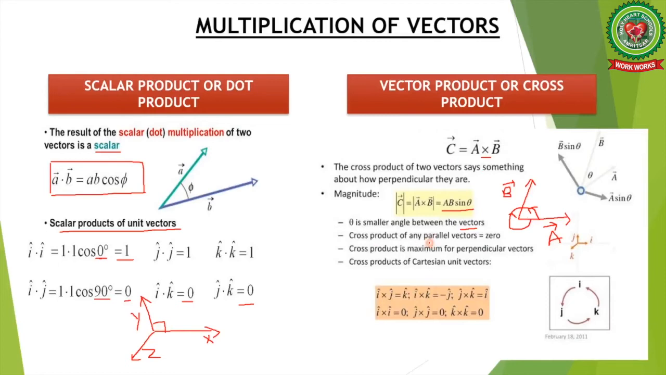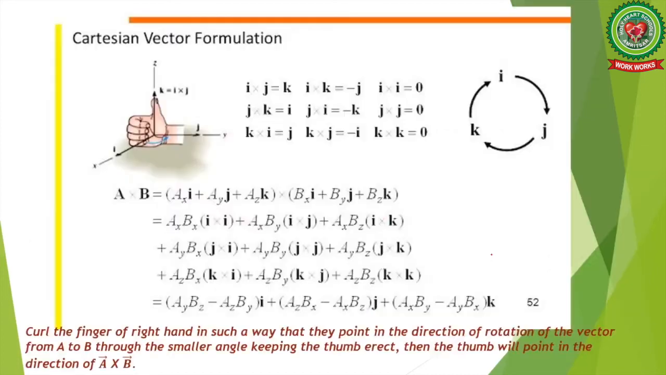The cross product of any parallel vectors is always 0. If two vectors are parallel and you take the cross product between them, the answer will be 0. Alright, here is the complete rule. First of all, write i, j and k. It is more convenient to take i, j, k in a clockwise direction. If you move in the clockwise direction, then i cross j will give you the k vector.